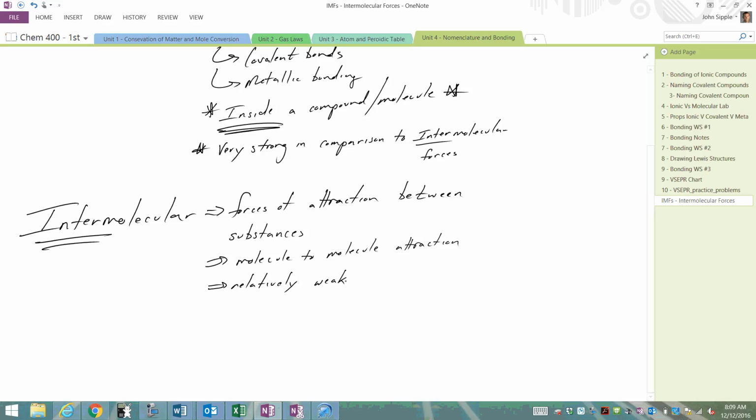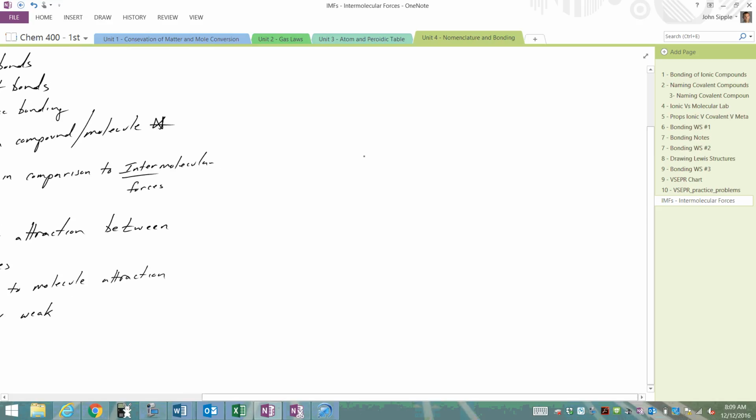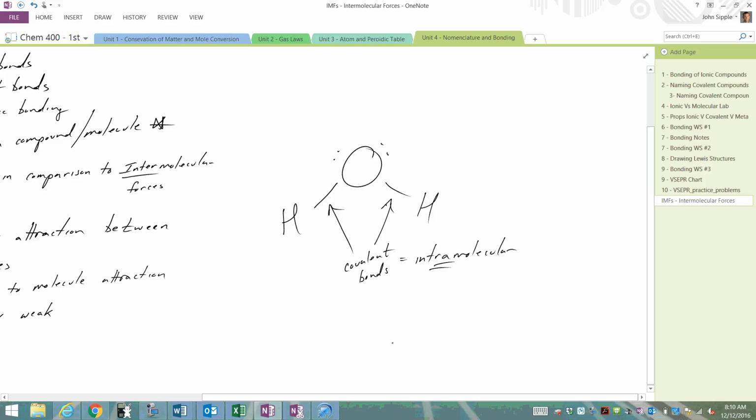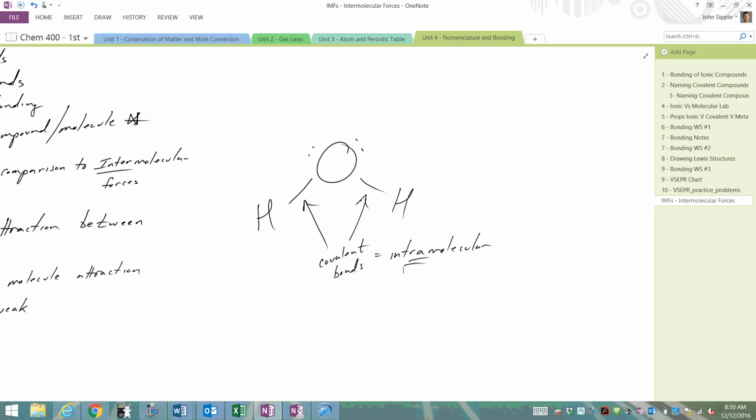Breaking a covalent bond is far different from separating one molecule from another one. So we're not talking about separating hydrogen from oxygen inside a water molecule. If I draw H2O, we know what our Lewis dot structure for water looks like. Those covalent bonds right there, those are intramolecular.